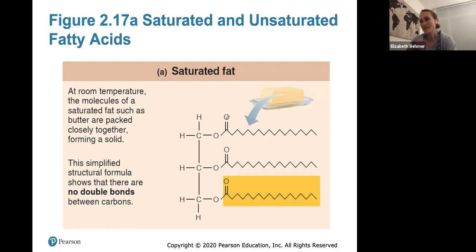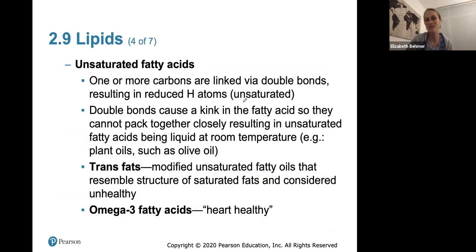And saturated fat is unhealthy because this linear line of carbons with no double bonds can stack really nicely on top of each other. Because they can stack and pack together, it's just a lot harder for your body to break it down. So that's why saturated fat is unhealthy. Unsaturated fat just means that one or more of the carbons are linked via a double bond.